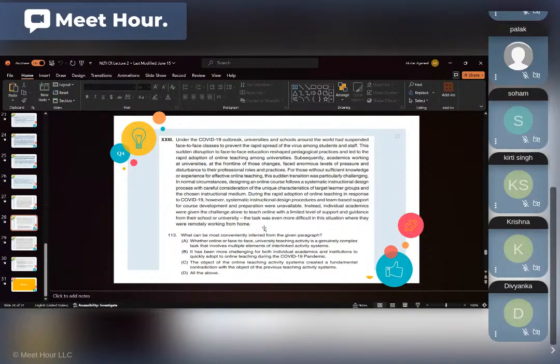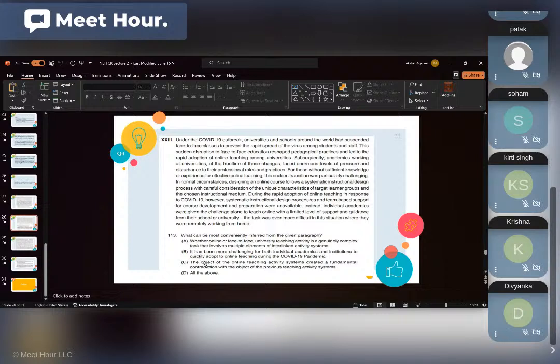B is correct. The entire essence of the passage is just to tell you how it's quite difficult for all these teachers to adopt to online teaching, because you don't have the same level of support and guidance when you're teaching online. So from the last few lines we can infer that option B is correct.